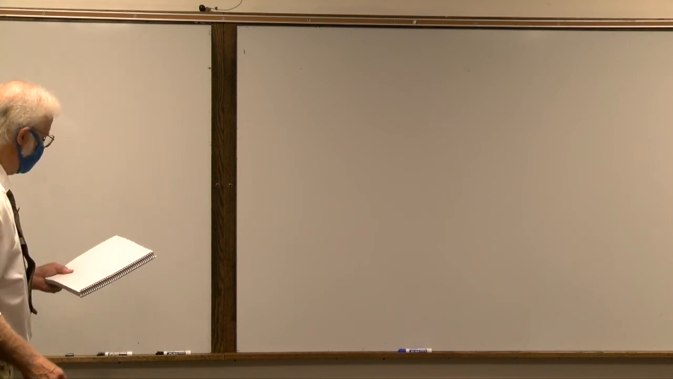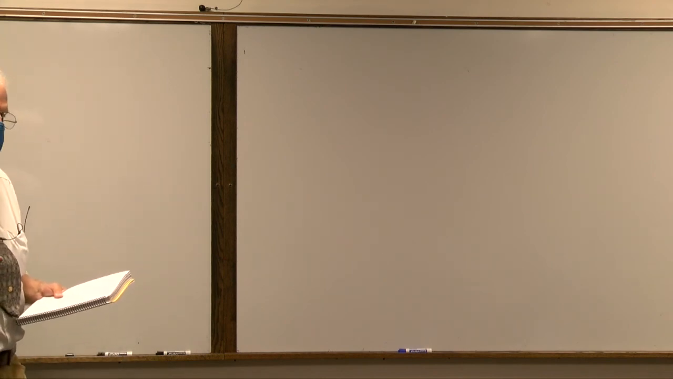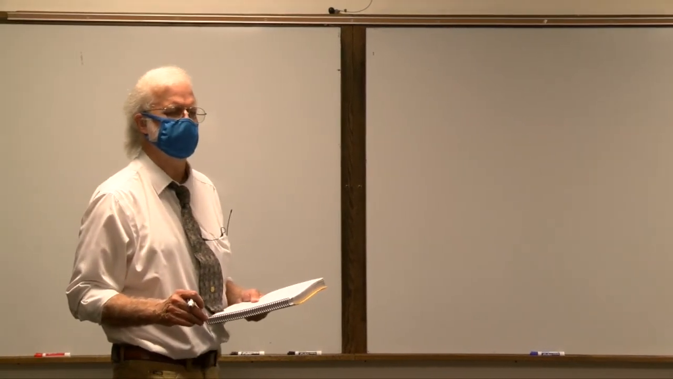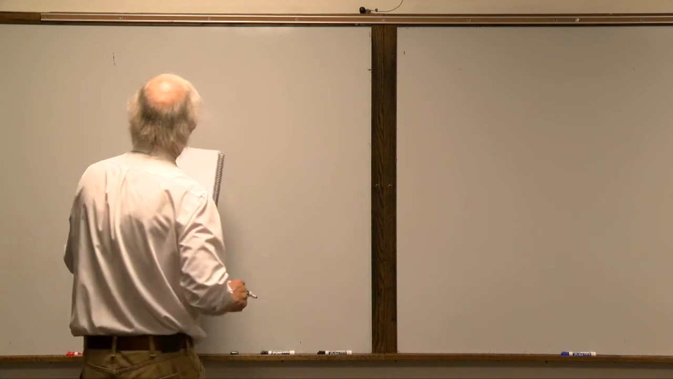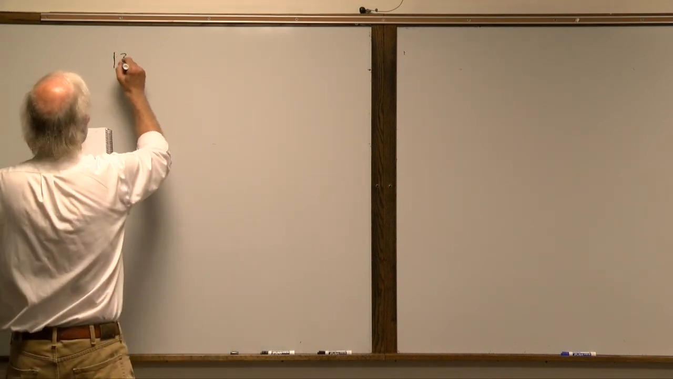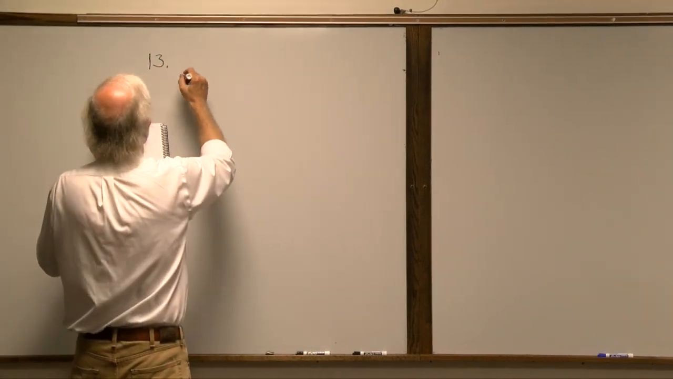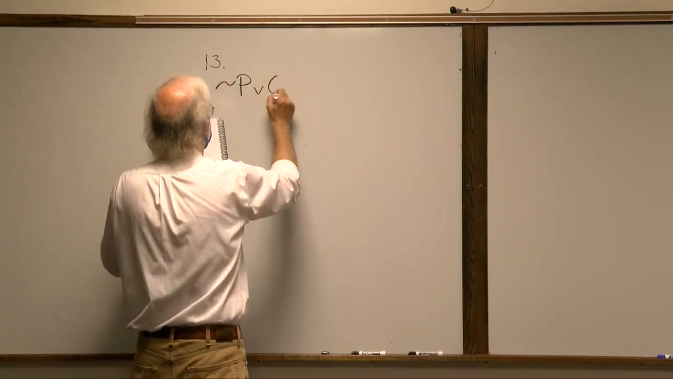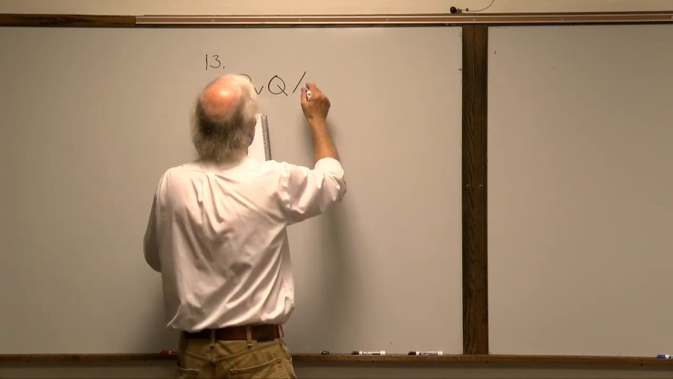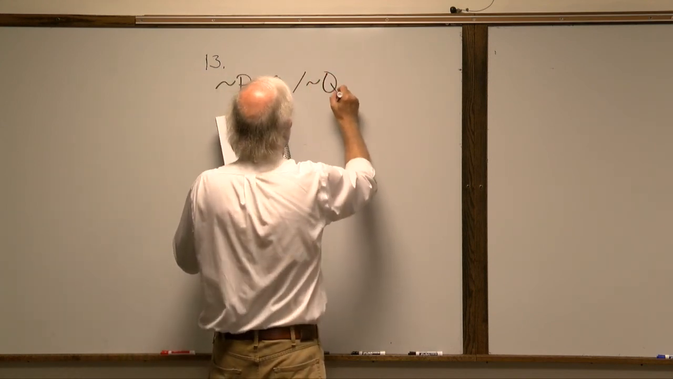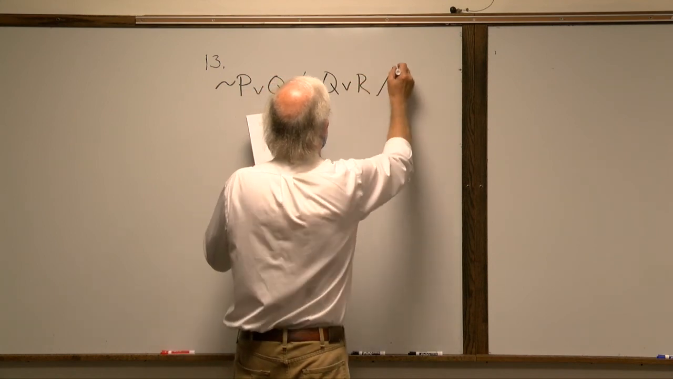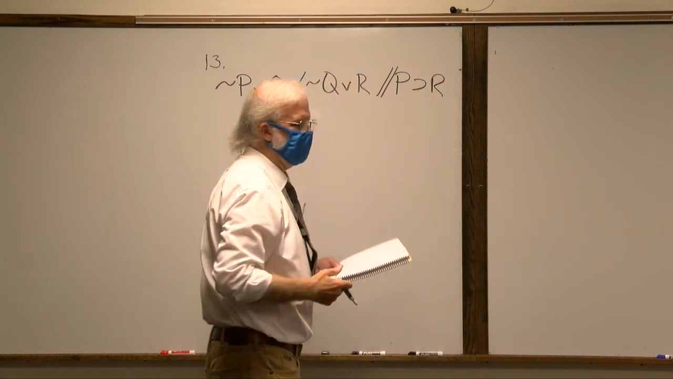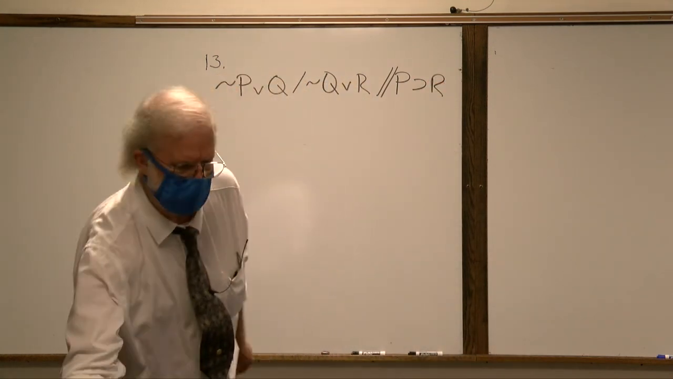Let's try number 13. And again, I strongly encourage you to do the even-numbered ones and to check the answers in the answer key. Number 13. Now on 302 has 2 premises, either not P or Q, either not Q or R. The conclusion is if P, then R. This is kind of a fun one.